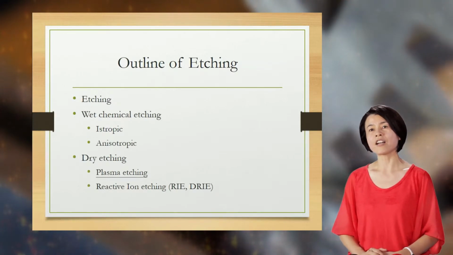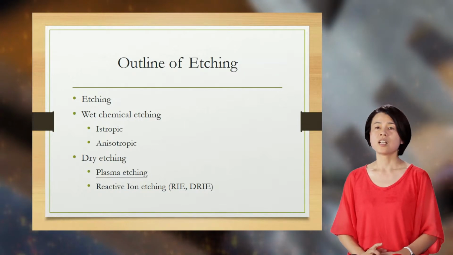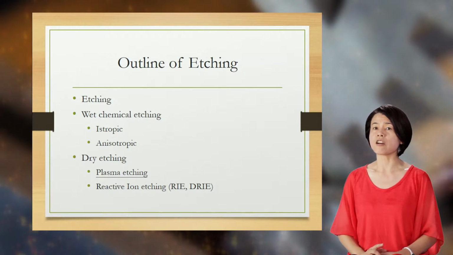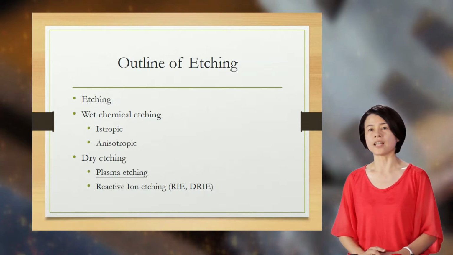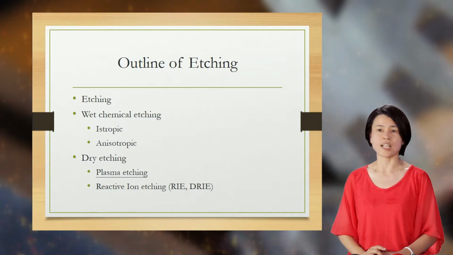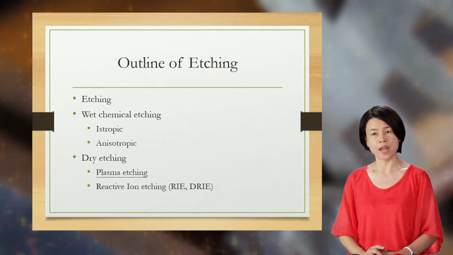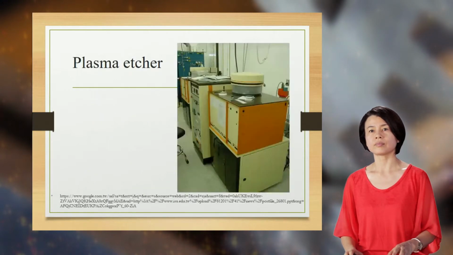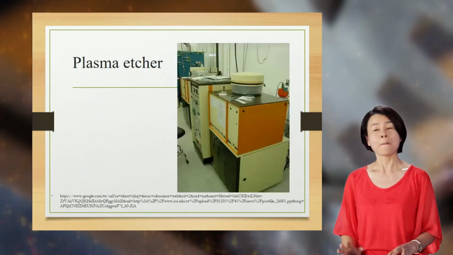This is the outline of this section, etching. So far, we have explained the meaning of etching and the two types of wet etching, isotropic and anisotropic etchings. We will focus on dry etching in this video, and it will include plasma etching and reactive ion etching. Now, let's look at plasma etching.